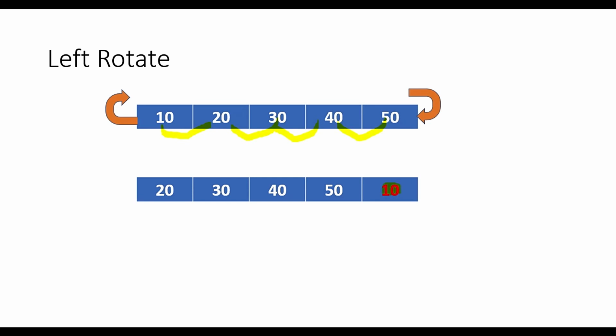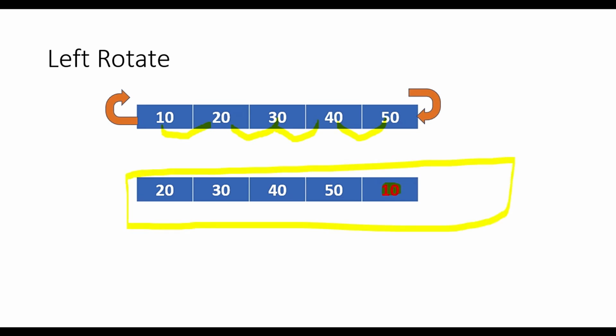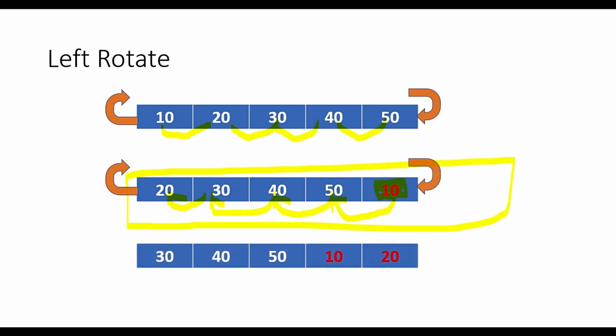Again, if I perform left rotate operation on this array, I will remove 20 from the array and 30 will be taking the position of 20, 40 will be shifted by 1, 50 will be shifted, 10 also will be shifted, and on this position we'll say 20 has to be added. So the resultant array would look something like this. That is about the left rotate operation.